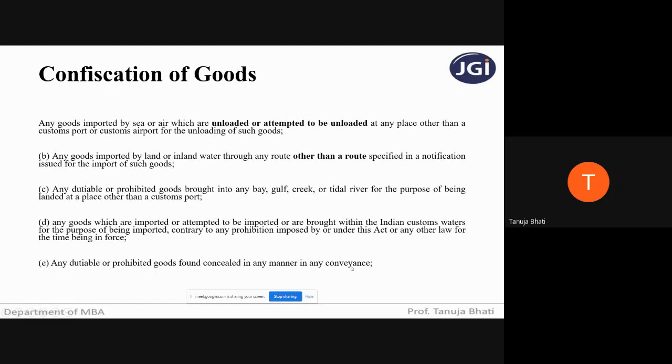So suppose any importer is bringing prohibited goods which have been concealed, hidden. Concealed means the importer is hiding the goods in any particular conveyance, that is, a means of transport. Or suppose any dutiable goods are there, but he is hiding those goods because he doesn't want to pay customs duty on them. And if it is found by the notice of the proper customs officer, his goods can be confiscated, taken away from the importer as a punishment.